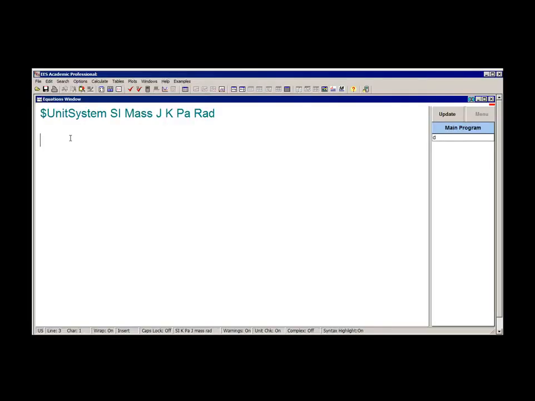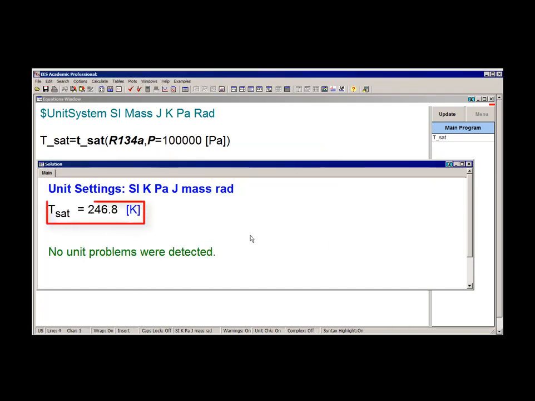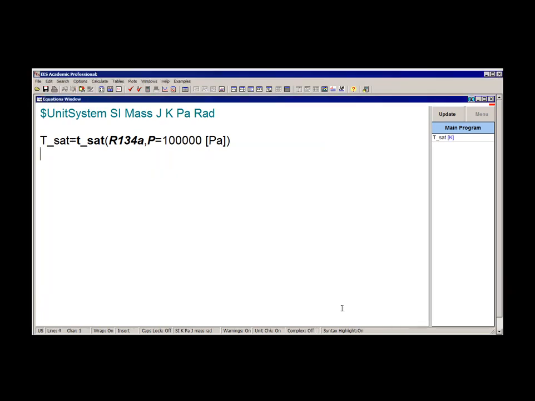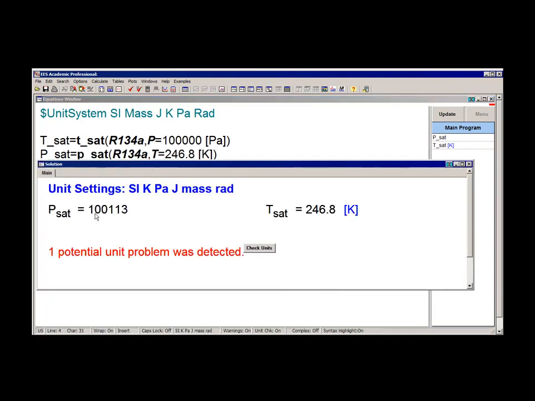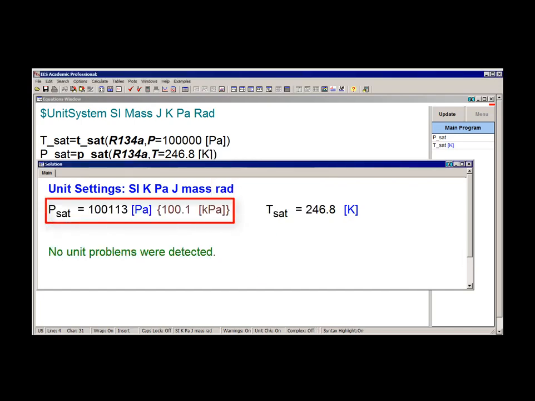The saturation temperature corresponds to the temperature at which a pure fluid evaporates, and therefore it requires only a pressure. So here the saturation temperature of R134a at a pressure of 100 kilopascal is determined to be 246.8 Kelvin. The saturation pressure is the pressure at which a pure fluid evaporates, and therefore it requires only the temperature. So here the saturation pressure of R134a at 246.8 Kelvin is determined to be 100 kilopascal.